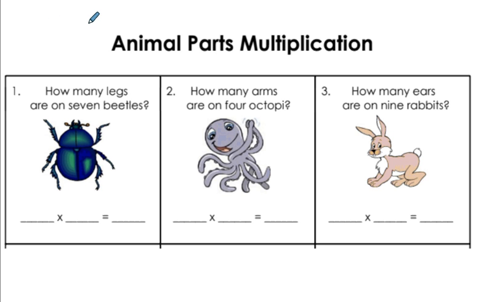So the first page you have is about animal parts again. They don't give you the pictures of how many insects or animals, sorry. For example, the first one says how many legs are on 7 beetles. So we know it's going to be 7 times, we count the legs, 6 equals, and then you're going to figure that out. If you need to draw it on a scrap paper or do tick marks or whatever strategy works for you, you're going to figure out 7 times 6. Okay.